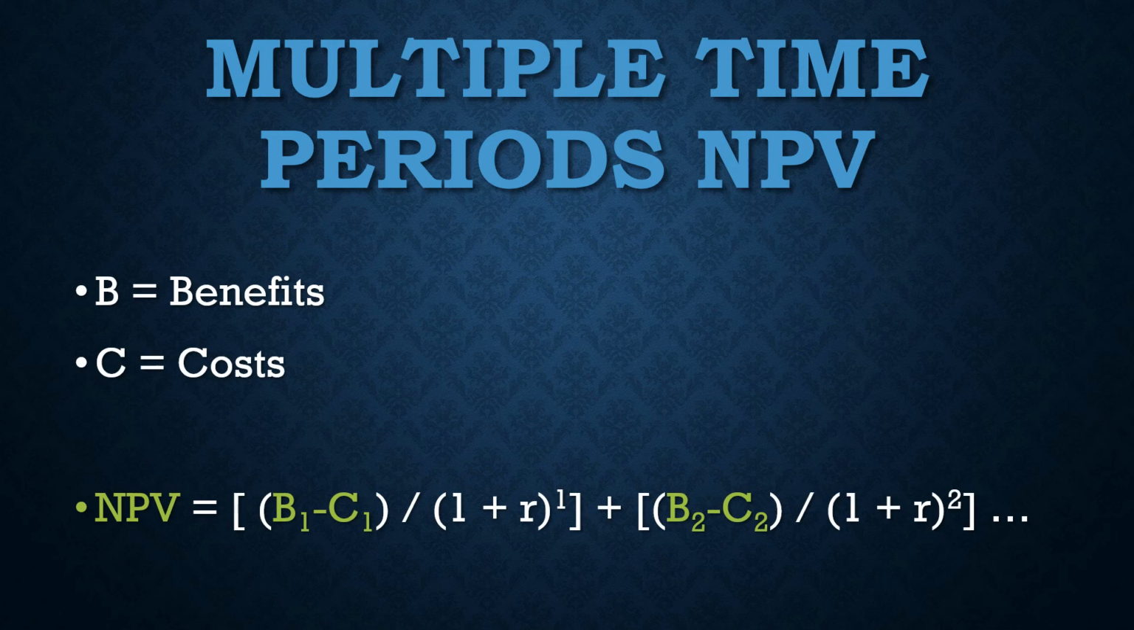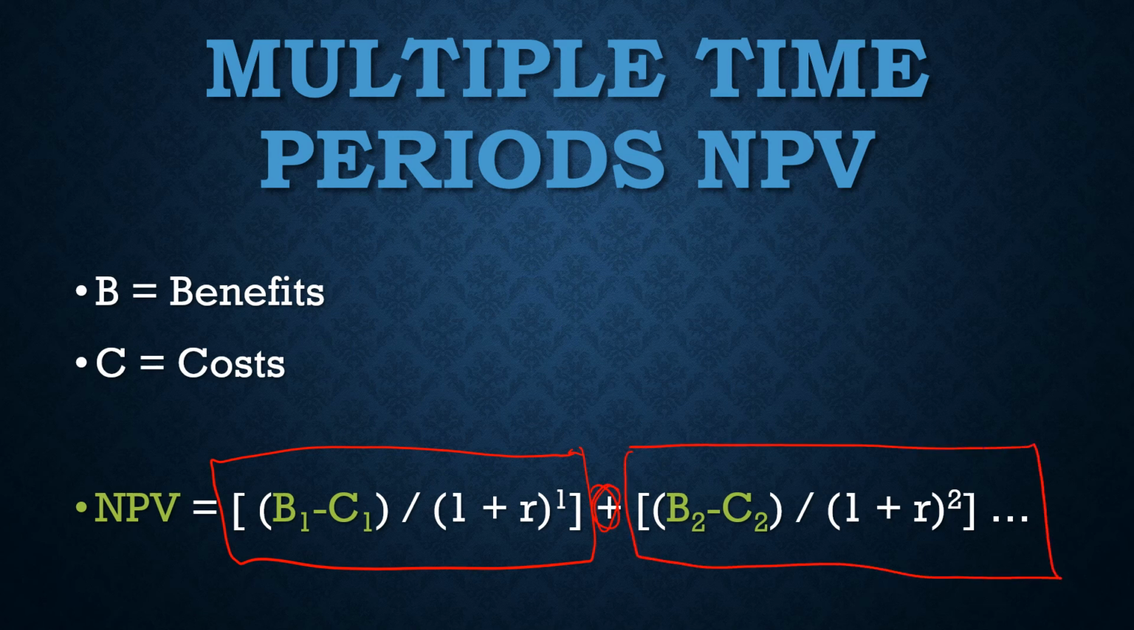For instance, just like with present discounted values, if we have multiple time periods, what we can do is basically segment our equation into different time periods. We can say, at time period 1, we had certain benefits and costs, and we can adjust that down to today's terms, to how much it's worth today.